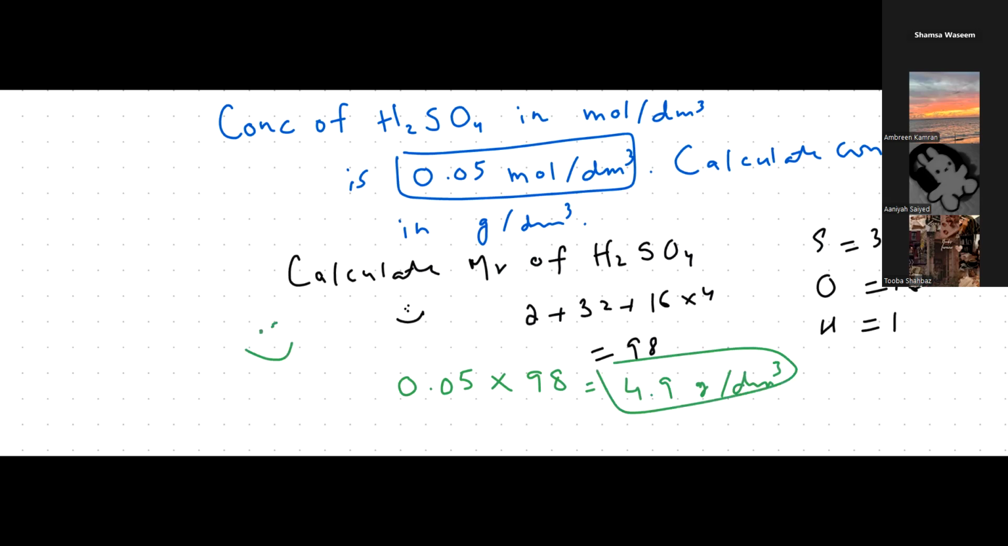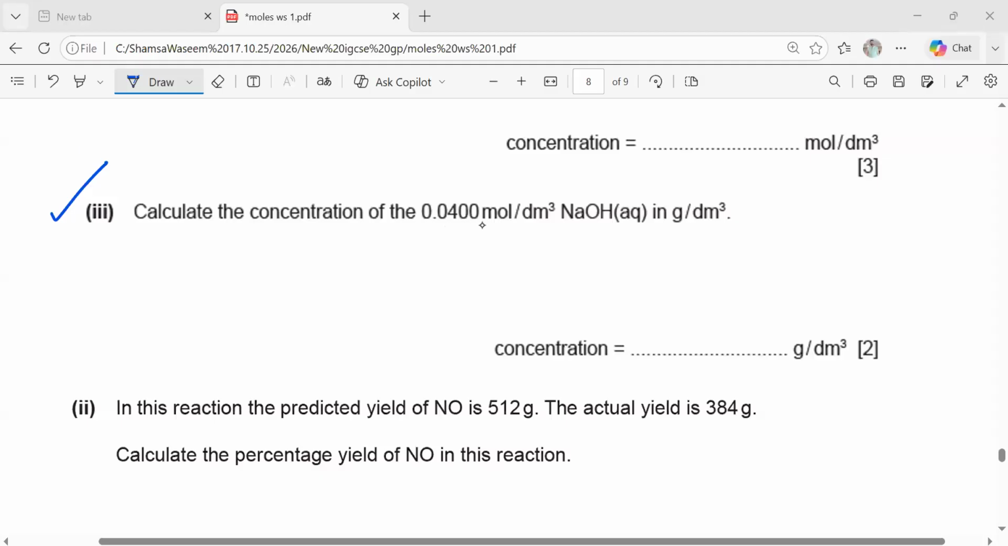Okay? So to convert the concentration in mole per decimeter cube into gram per decimeter cube, just multiply the concentration by the Mr of the compound. So according to that, let's do this question now. Calculate the concentration of 0.0400 mole per decimeter cube of sodium hydroxide in gram per decimeter cube. Why are there two marking points? You need to calculate the Mr of sodium hydroxide, which is 1 mark. We just calculated that, it was 40.